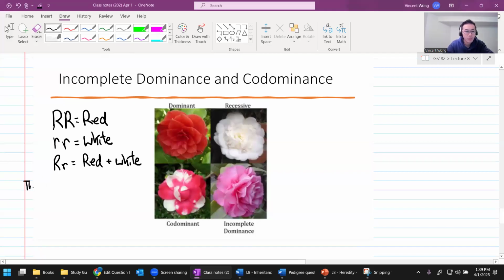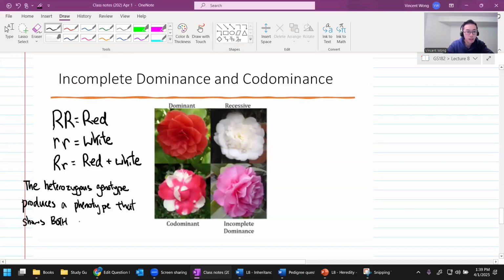What does it mean? The heterozygous genotype produces a phenotype that shows both alleles. So normally in a dominant recessive situation, the heterozygous condition would just be red, as red is dominant over white. But if they are codominant, then both would show up. Okay. And how do you know if it's codominance or not? The question will tell you.